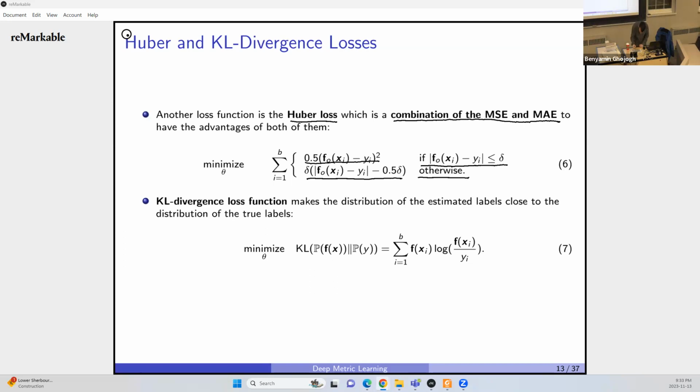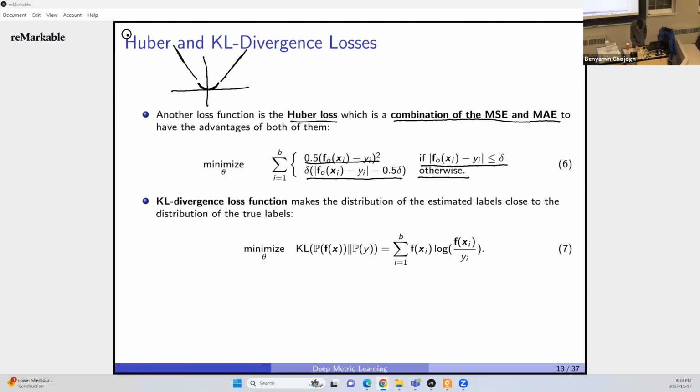So basically, if you illustrate it, it becomes something like this. At the small values, it's like L2 norm, but later it becomes like L1 norm. Okay, that's one thing. This is Huber loss.